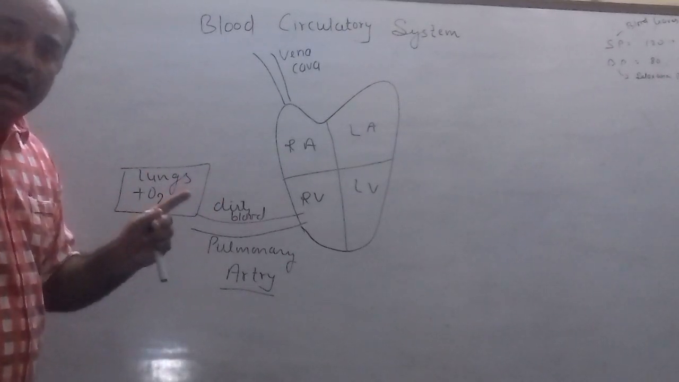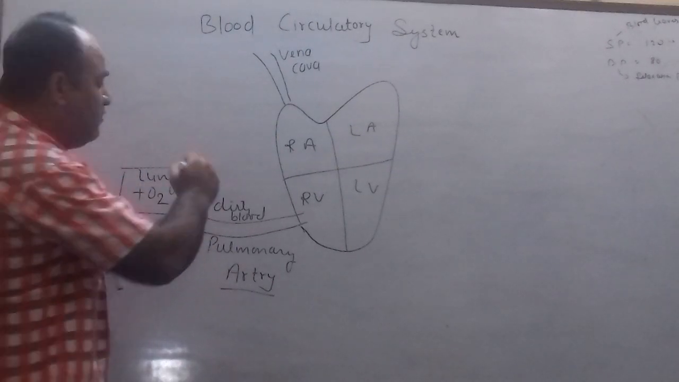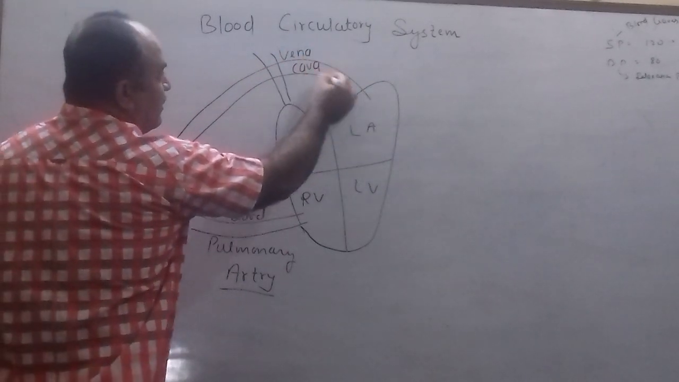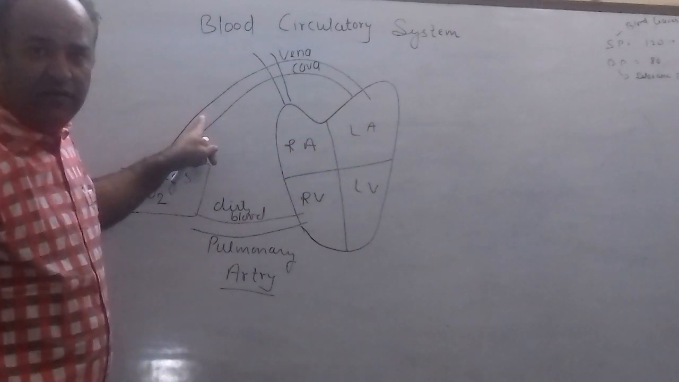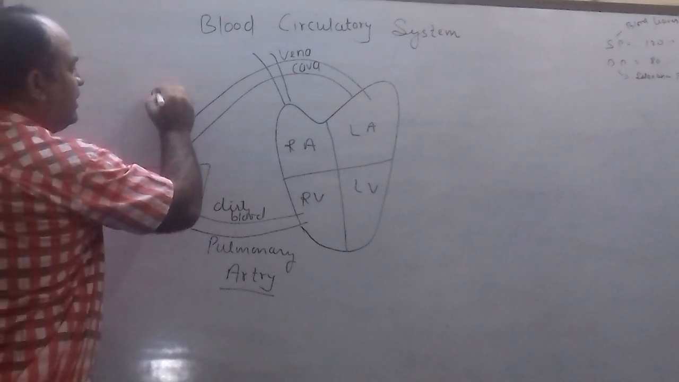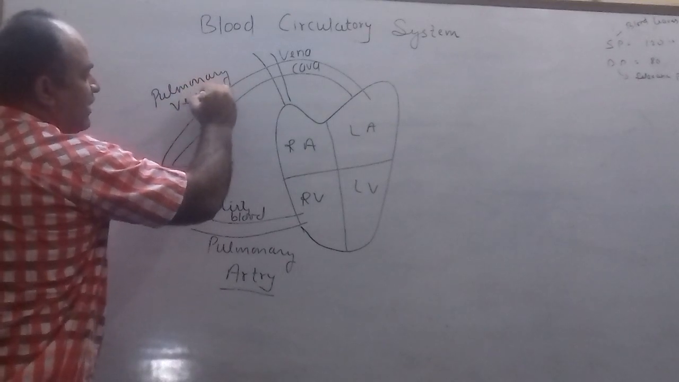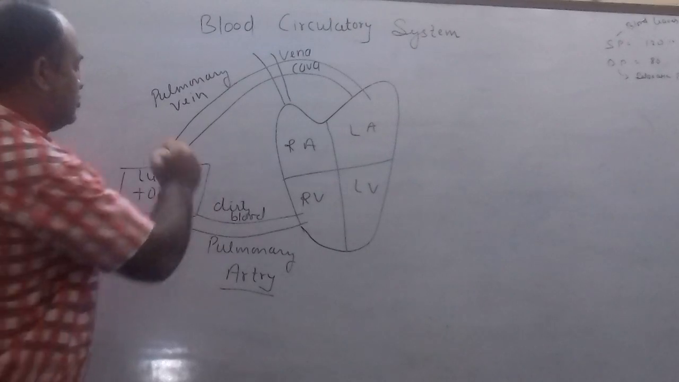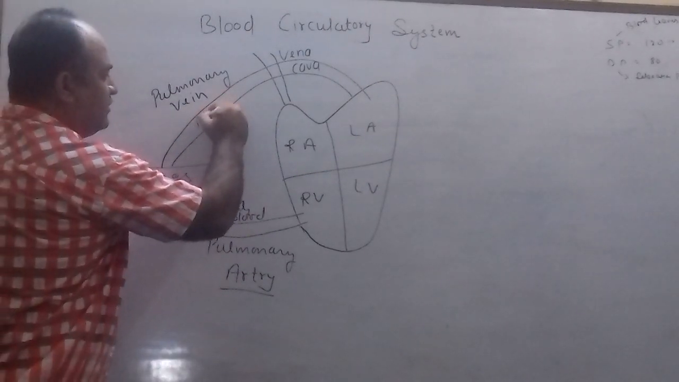From the lungs, another pipe will arise. A new pipe is coming out from the lungs. This pipe will carry the blood to the left auricle, and the name of the pipe coming out of the lungs is the pulmonary vein. The blood has now become pure. So from the lungs, the pure blood will flow.